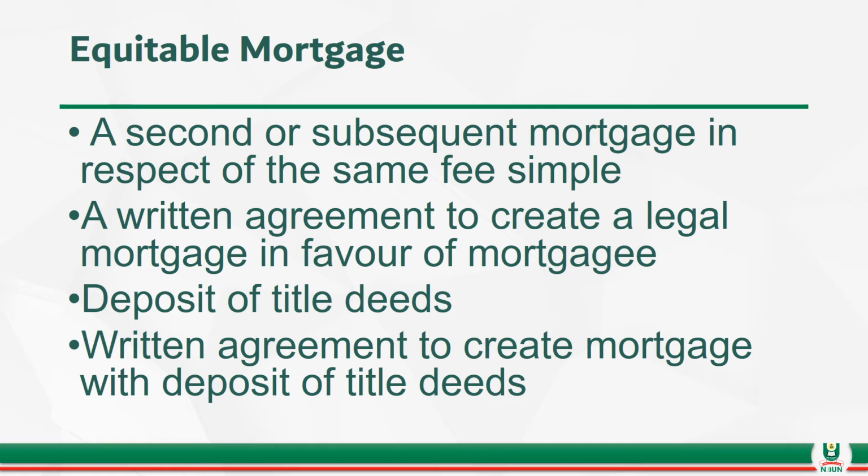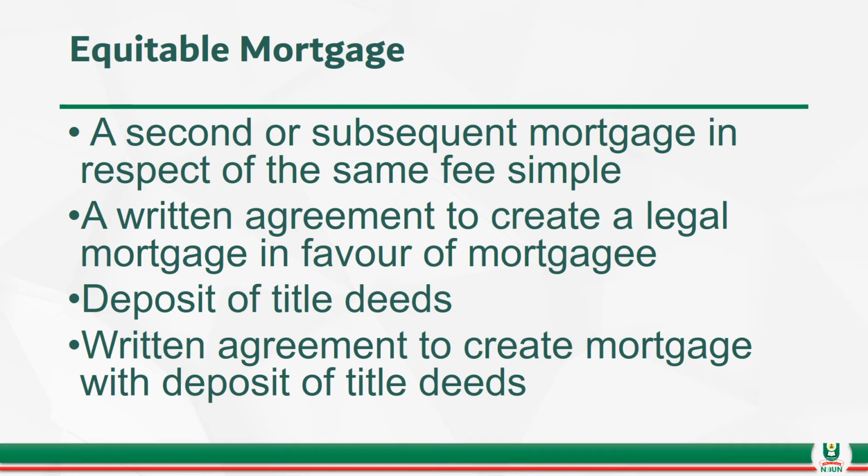An equitable mortgage can be created in many ways. Where the owner or holder of a fee simple interest in land engages in a second or subsequent mortgage in respect of the same land, any such mortgage will be an equitable mortgage, because there's already a legal mortgage over that property. It could also be created by a written agreement to create a mortgage in favor of the mortgagee. So the mortgagor will be duty bound, for specific performance, to create a mortgage.